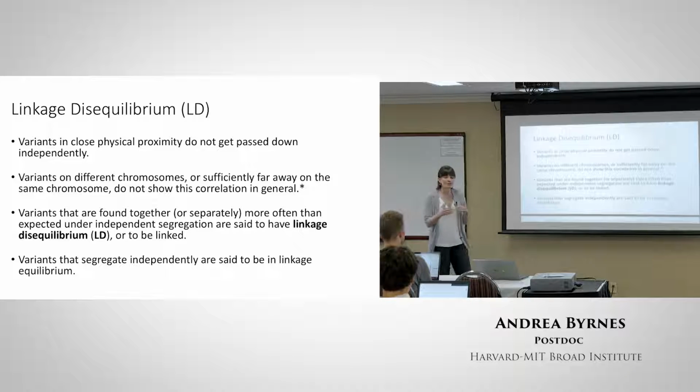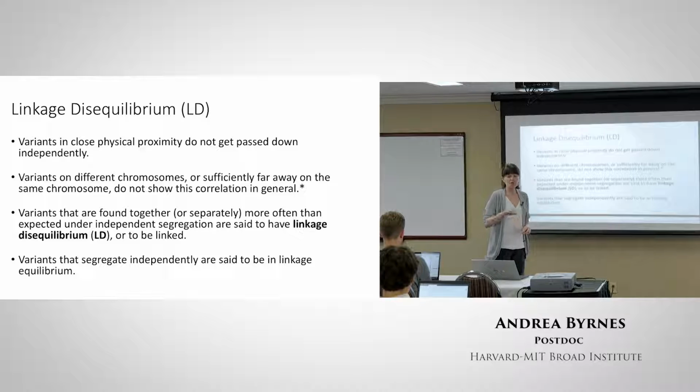So variants in close physical proximity, unless you're very, very near a recombination hotspot, do not get passed down independently. Variants on different chromosomes, however, or if you're sufficiently far away, will, in general, get passed down independently. There are some strange exceptions to that, and I really do think those are exceptions, so we're not going to touch on those today.